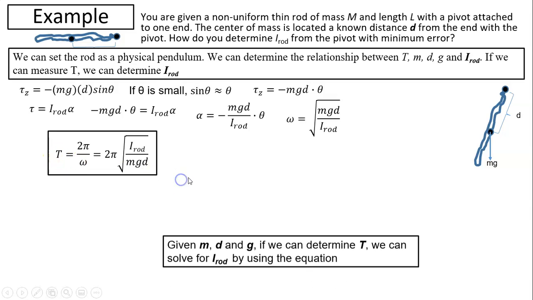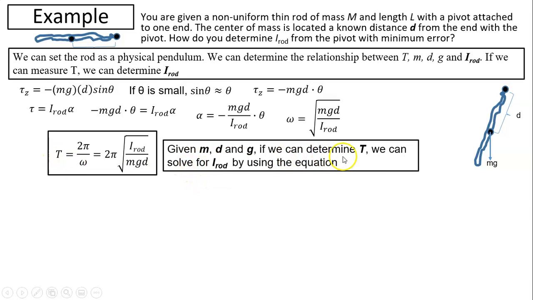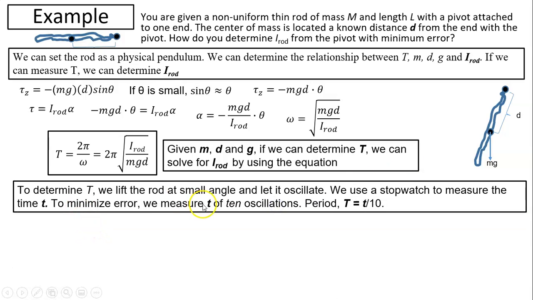So what we can do is measure this T. How do we measure T? If we can determine T, then we can use this equation to solve for I rod. How do we determine T though? To determine T, we lift the rod at a small angle and let it oscillate. We use a stopwatch to measure the time t, but to minimize the error, we need to measure the time of 10 oscillations. Then the period is lowercase t divided by 10. Once we determine T, we can use this equation to find I rod.